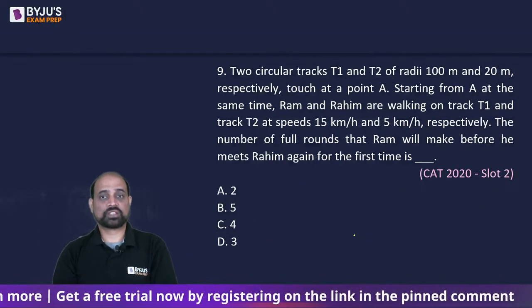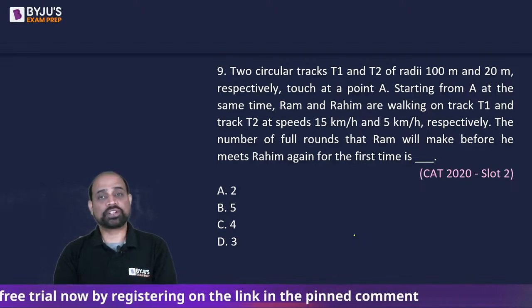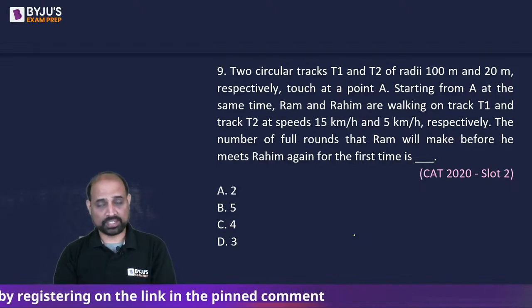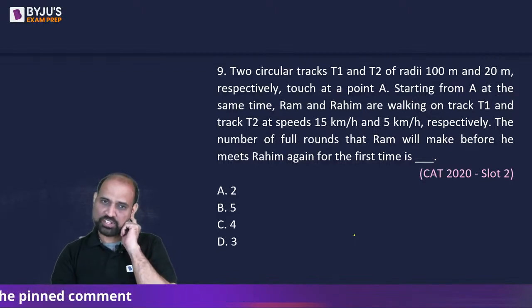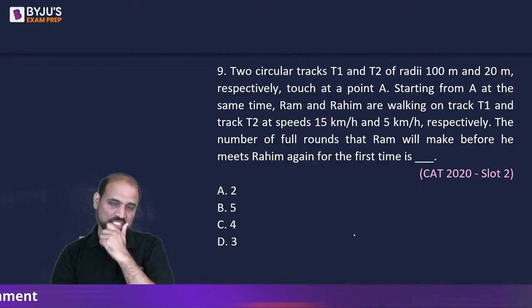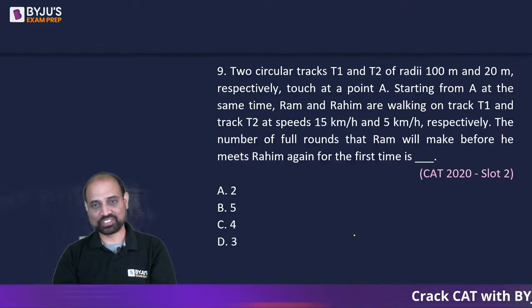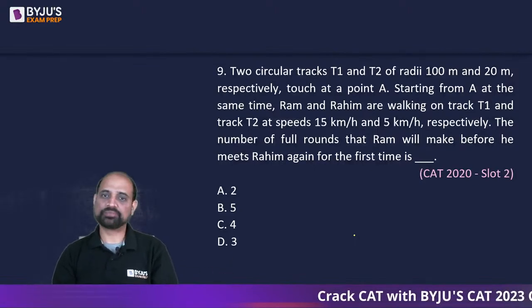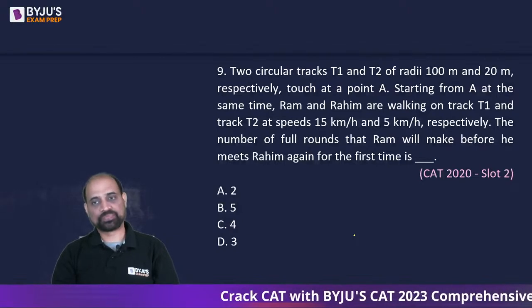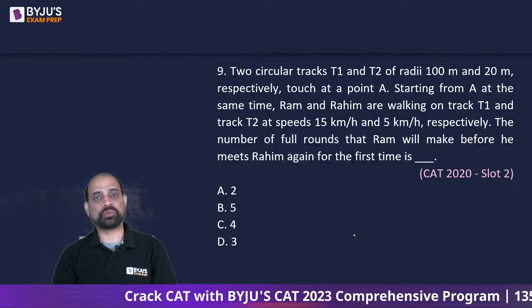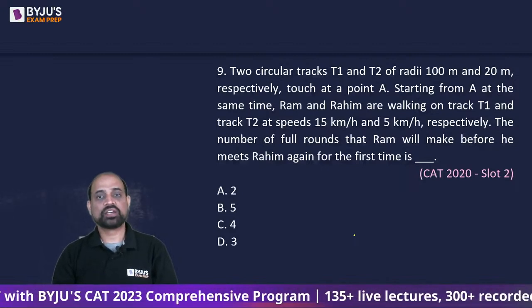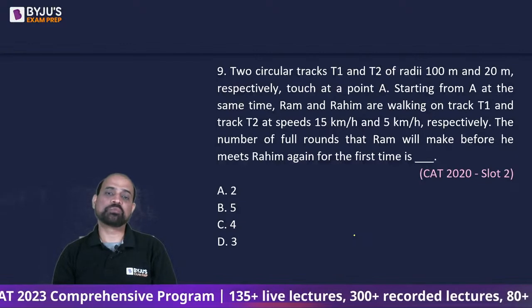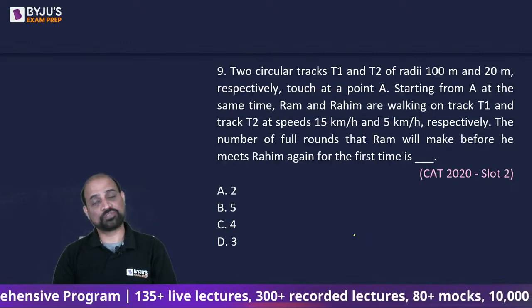Next, circular races. Two circular tracks T1 and T2 of radii 100 meters and 20 meters. Is it really 20 meters? या 200 होना चाहिए था. Normally ऐसा होता नहीं है ना कि इतना ज्यादा difference. चलो, let's assume there is no typo here. They touch at a point A. Starting from A at the same time, Ram and Rahim are walking on track T1 and track T2 at respective speeds of 15 and 5. The number of full rounds that Ram will make before he meets Rahim again for the first time is.